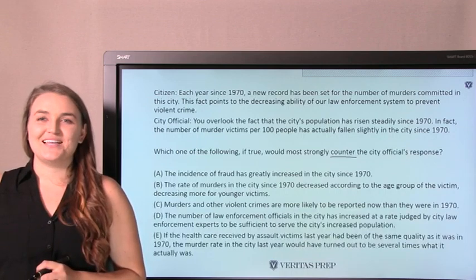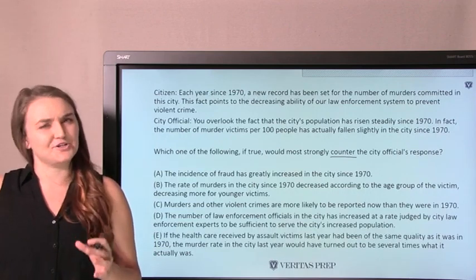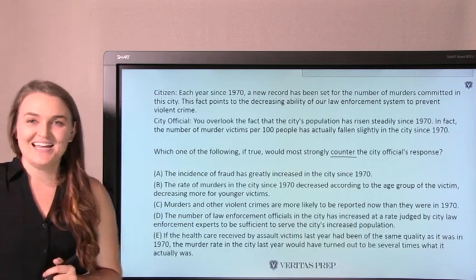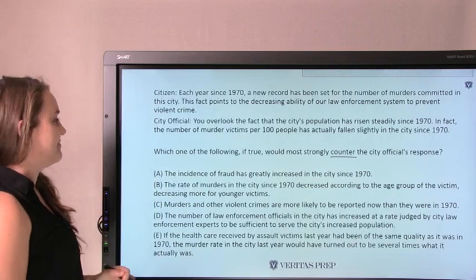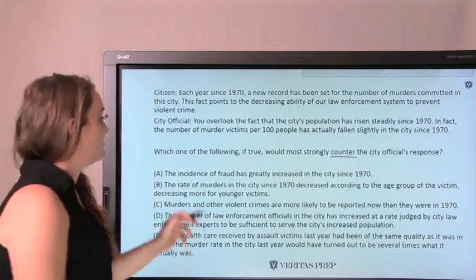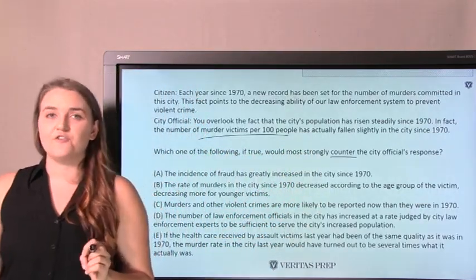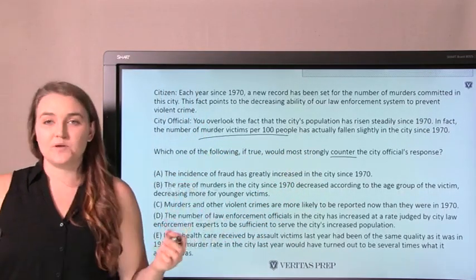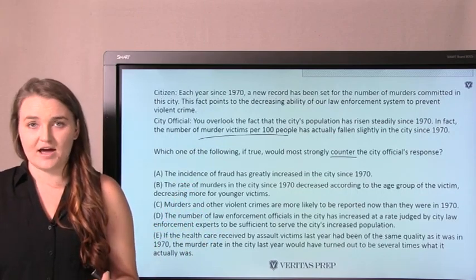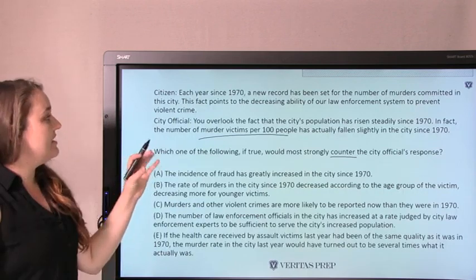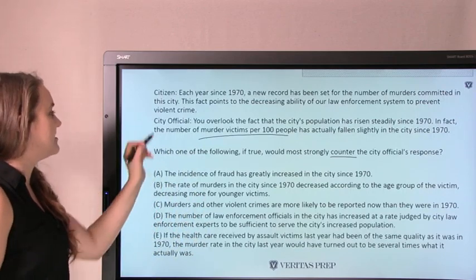So yeah, let's talk about this. Number of murders versus murder victims. That'd be a tricky one to make a case for, but let's go ahead. If we're looking at our city official's response, the city official is using the number of murder victims per 100 people. I want to be careful, because number of murder victims per 100 people is a percent-based statistic, a per capita statistic. It's not a hard value. And we're using that to respond to an argument that's made about violent crime.